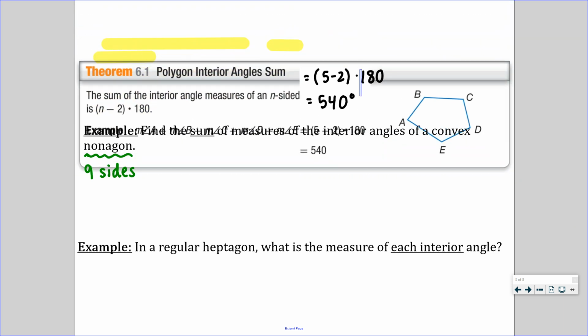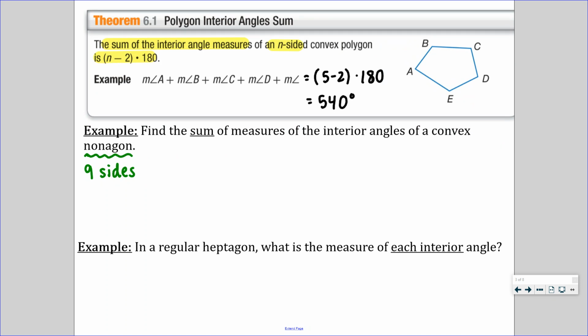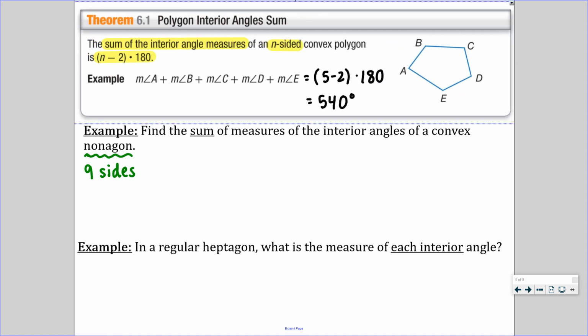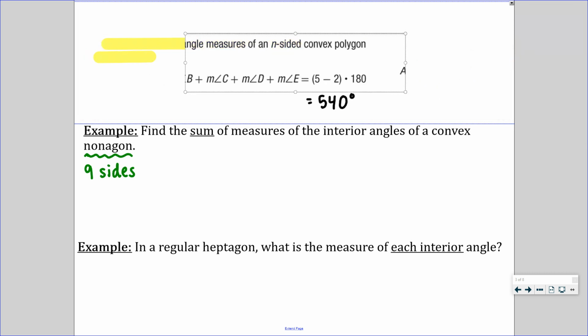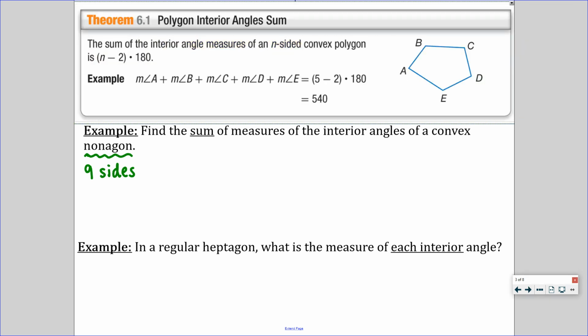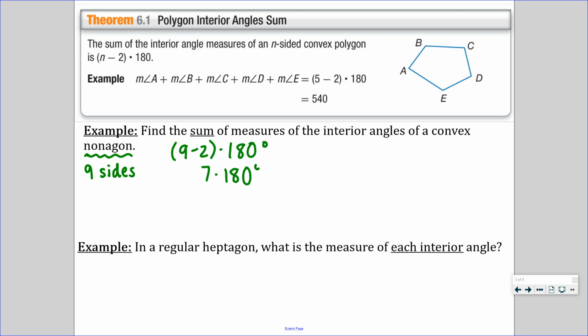All right, now they're just asking me to find the sum of all the interior angles. So to do that, I've got to take my number of sides, which is 9, minus 2 times 180. Now just make sure you do order of operations first. You'd have to do 9 minus 2, which is 7, then times 180. So those interior angles are going to have a sum of 1,260 degrees. That's all you have to do.